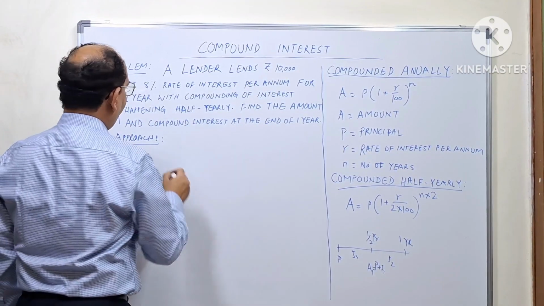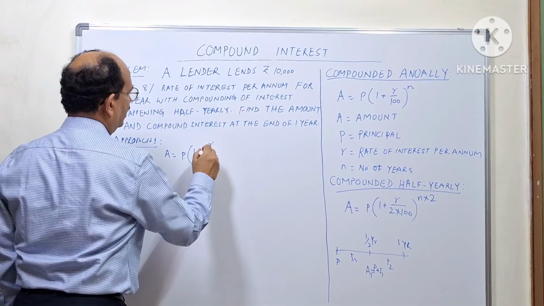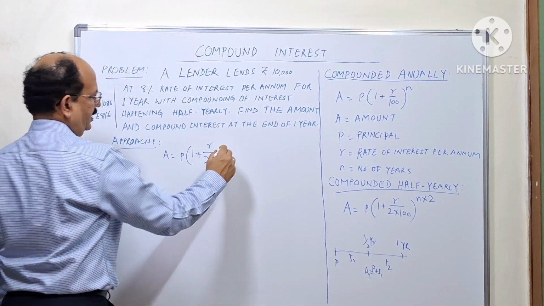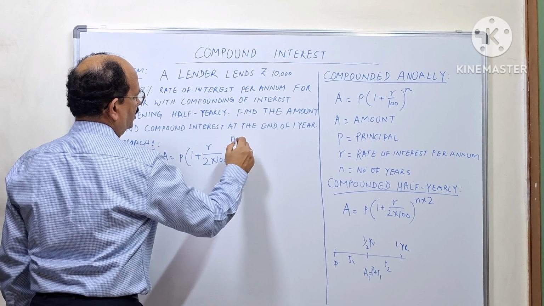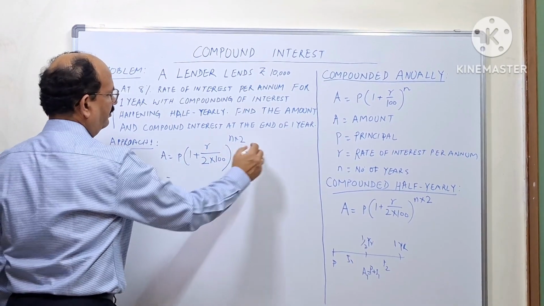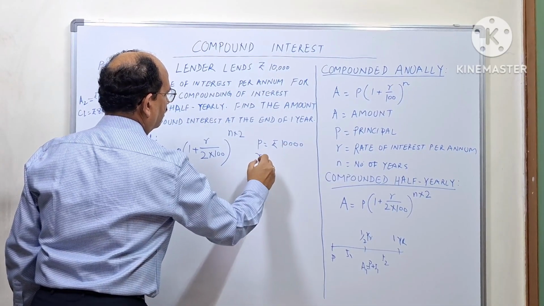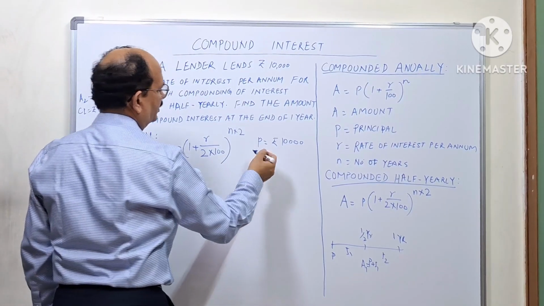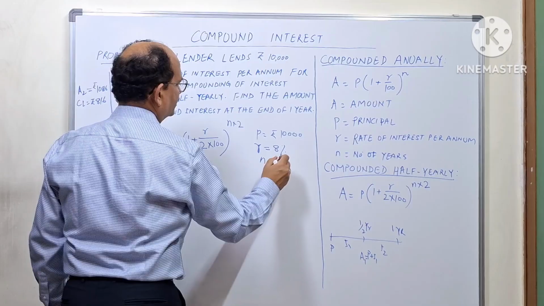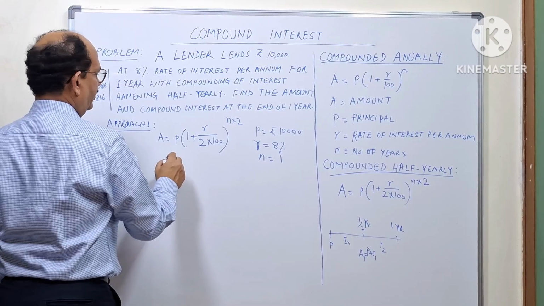So when we use the formula, the amount will be P under bracket 1 plus R divided by 2 and divided by 100, and then raised to the power n into 2. Now, with this, we know P is equal to rupees 10,000. R, because we are using the compound interest formula, I'm using small r, that will be 8%. And the number of years is 1 year.